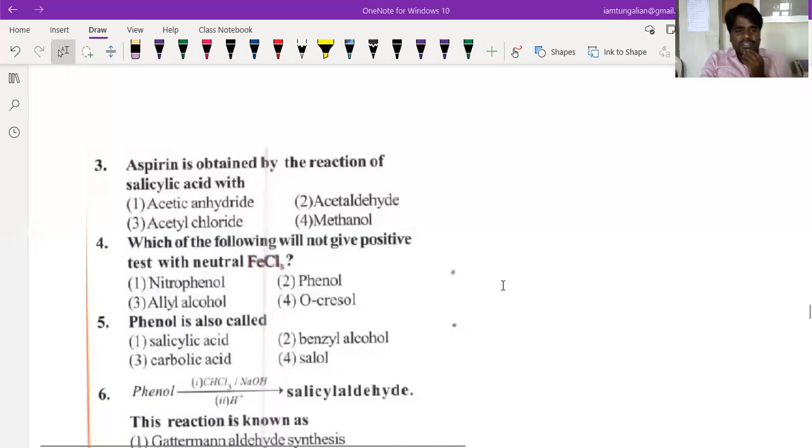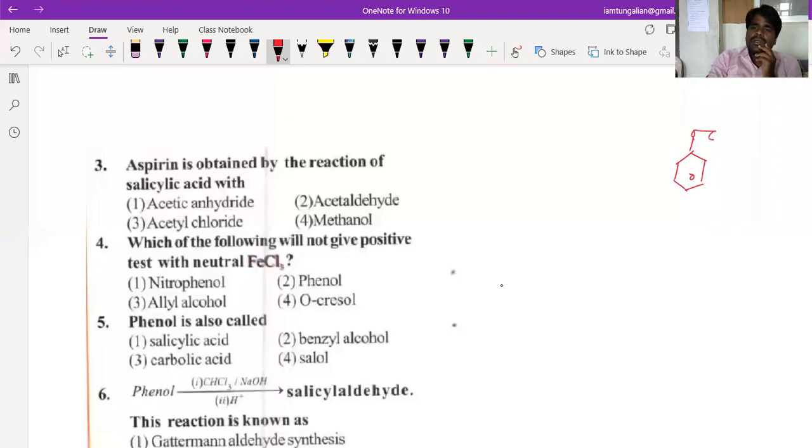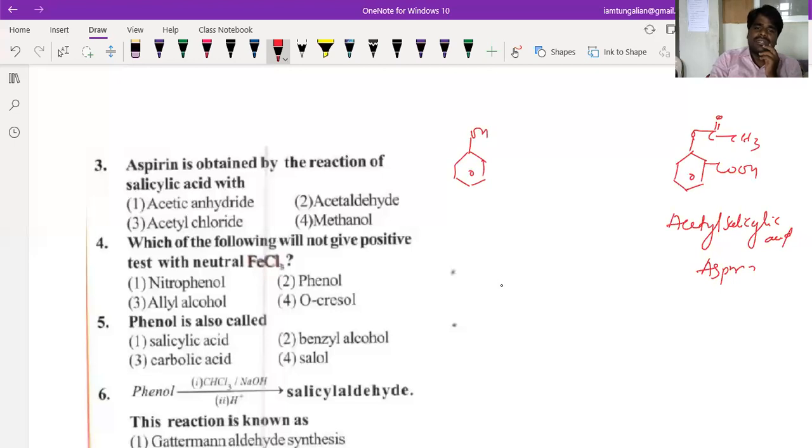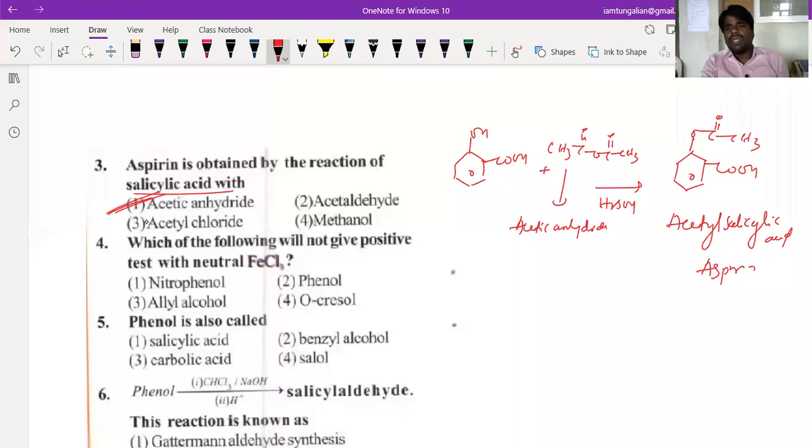Aspirin is obtained by the reaction of salicylic acid with what? See, what is aspirin? Acetyl salicylic acid is commonly called aspirin. So how is it obtained? When salicylic acid is treated with acetic anhydride, CH3C double bond O, in the presence of H2SO4. So aspirin is obtained by the reaction of salicylic acid with acetic anhydride. It is used as a drug, and as an antiseptic as well.